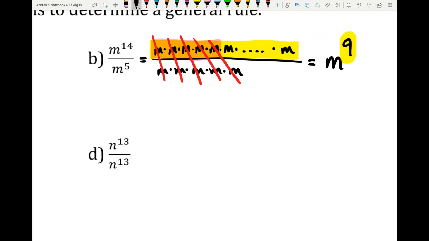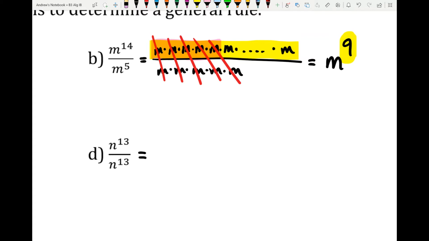We have n to the 13th over n to the 13th, right? So you might be thinking, why is that weird? 13 minus 13, cool, it's 0. But we didn't really talk about what anything to the 0 power was last time we ran into it. So let's think about just this fraction real quick.